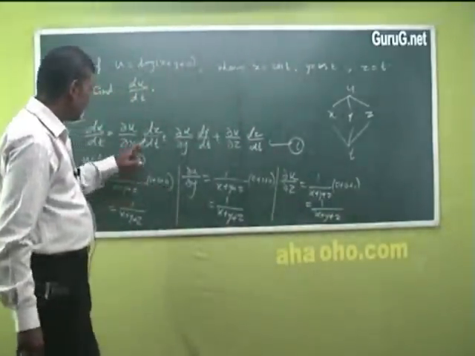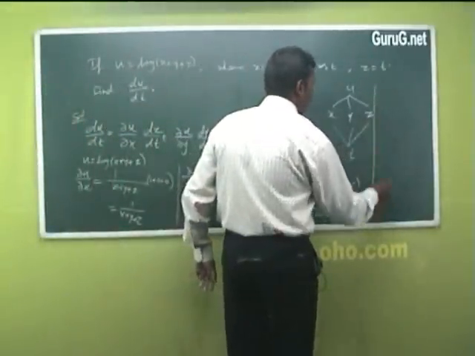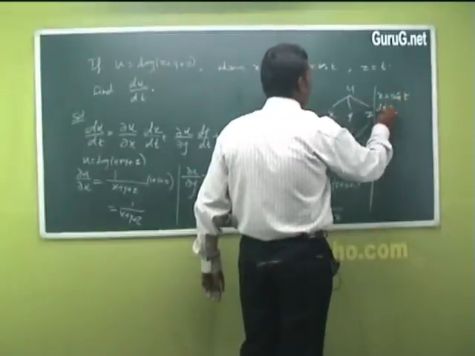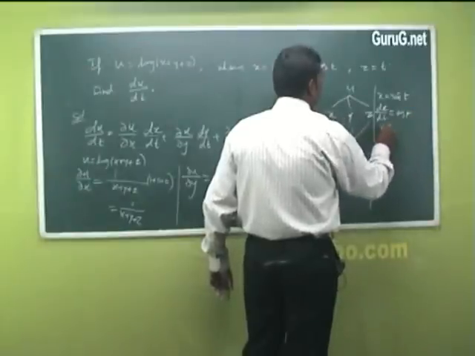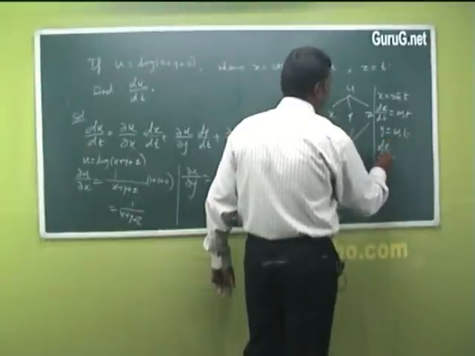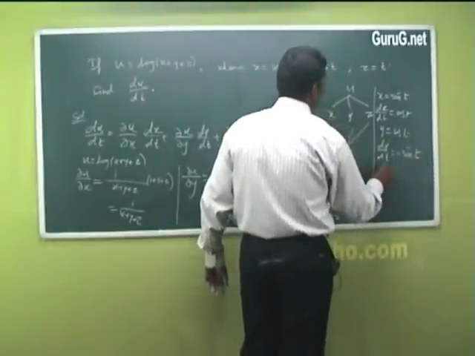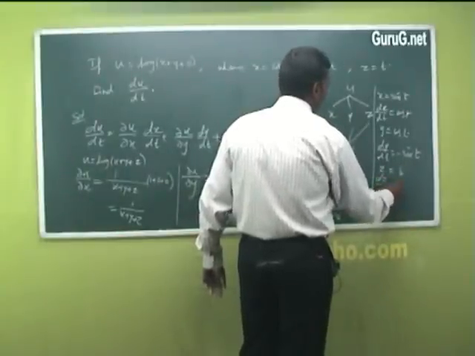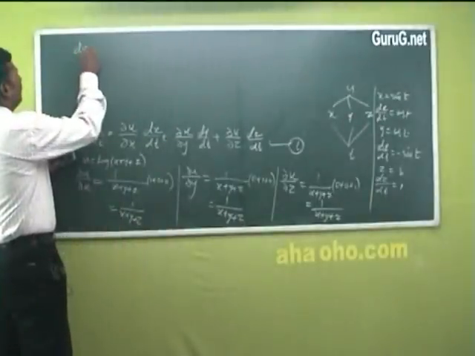Okay. Then dx by dt. So x equal to sin t, dx by dt equal to cos t. Then y equal to cos t. So dy by dt equals minus sin t, and z equal to t. So dz by dt equals 1. We substitute these results in equation 1.